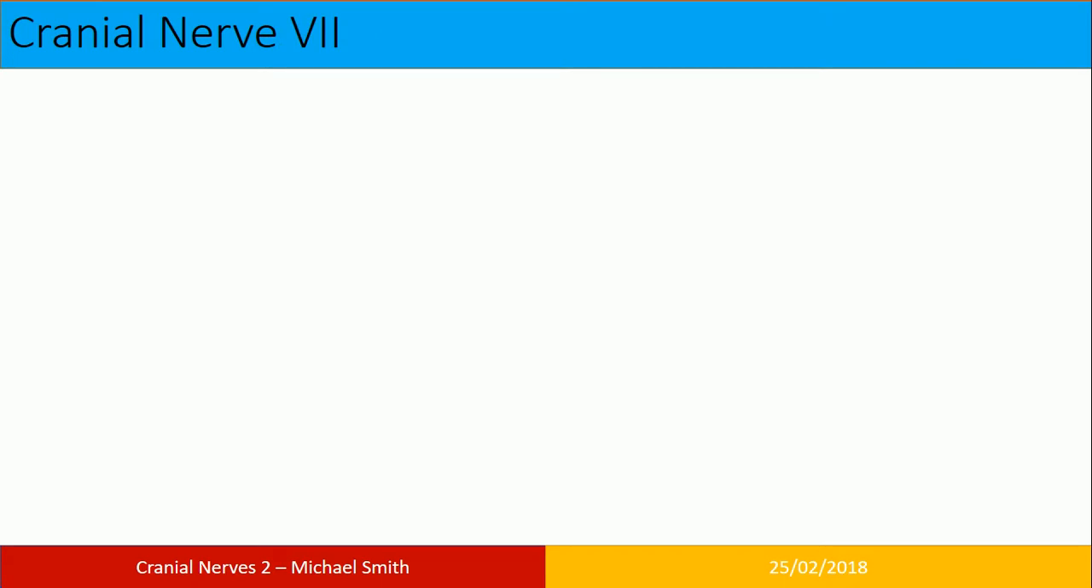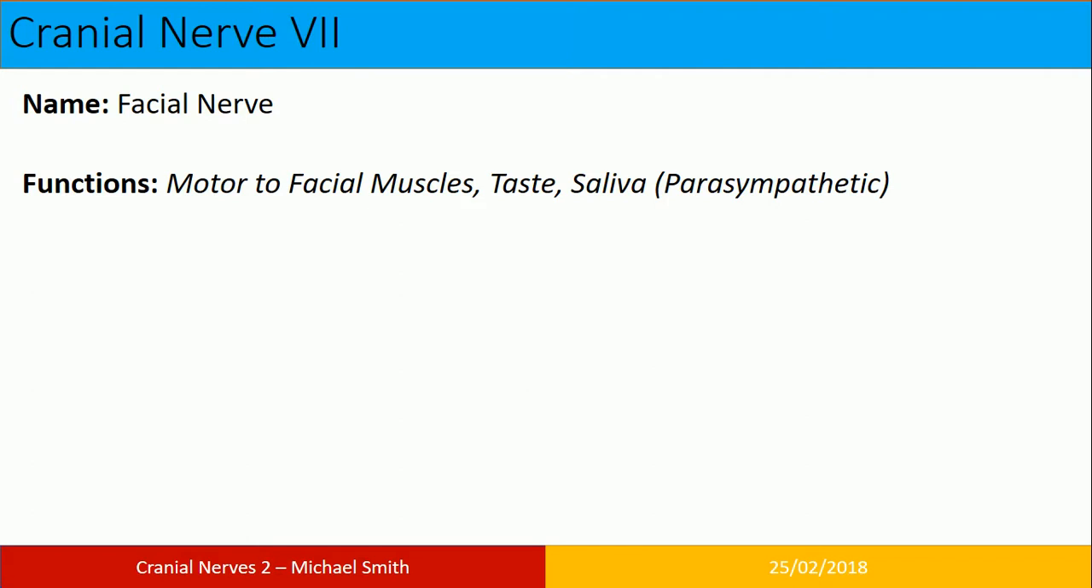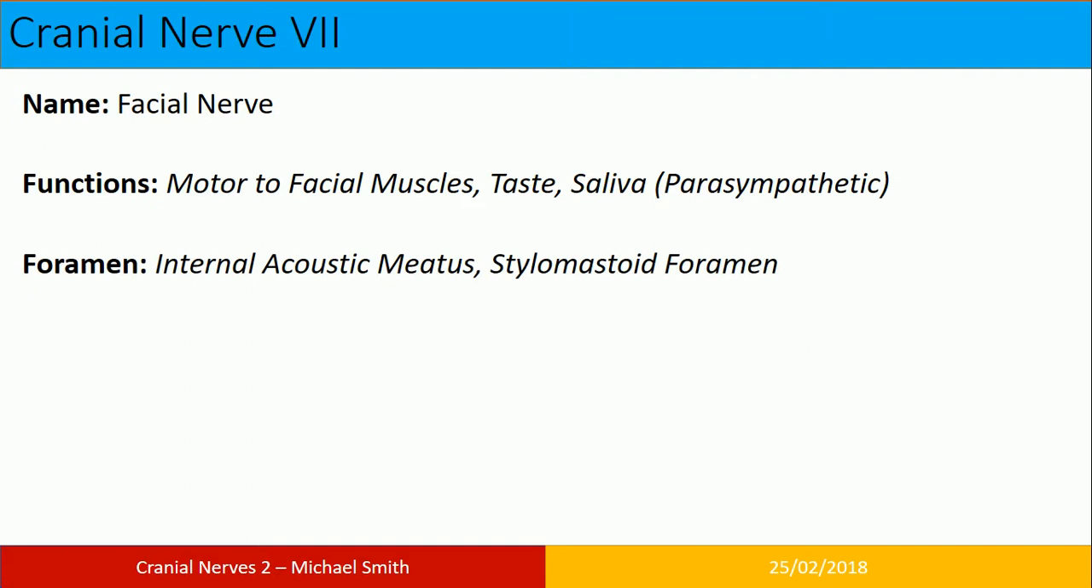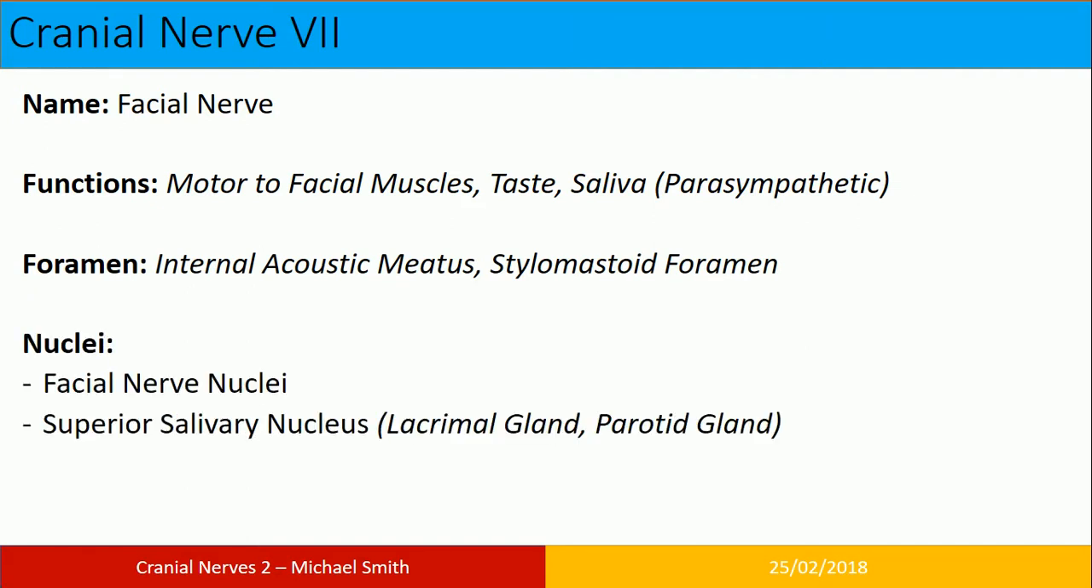So next we move on to our cranial nerve 7, which is our facial nerve. And this gives us motor to our facial muscles, as well as giving us our taste sensation to the anterior part of the tongue, and it causes some saliva production depending on the glands. So this has a number of brainstem nuclei, including the facial nerve nucleus, our superior salivatory nucleus, as it provides our lacrimal gland and our parotid gland, and our nucleus solitarius.